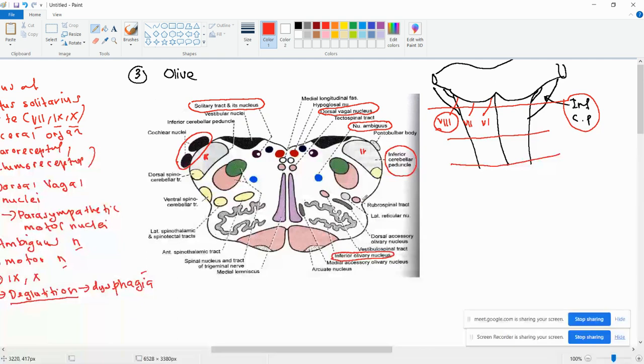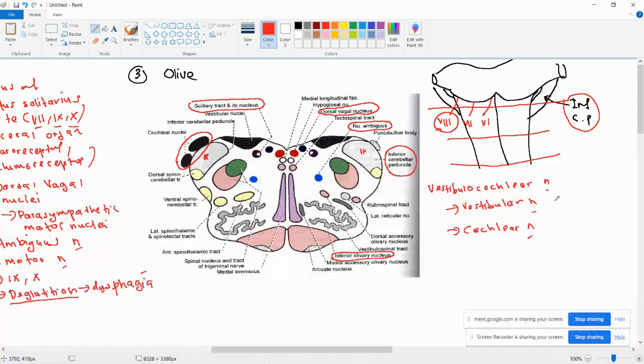Number 8. Number 8 refer to? Vestibulocochlear. Yes, because you know, right? Vestibulocochlear nerve, which is cranial nerve number 8, consists of two parts. Number one consists of vestibular nerve and also consists of cochlear nerve, right?